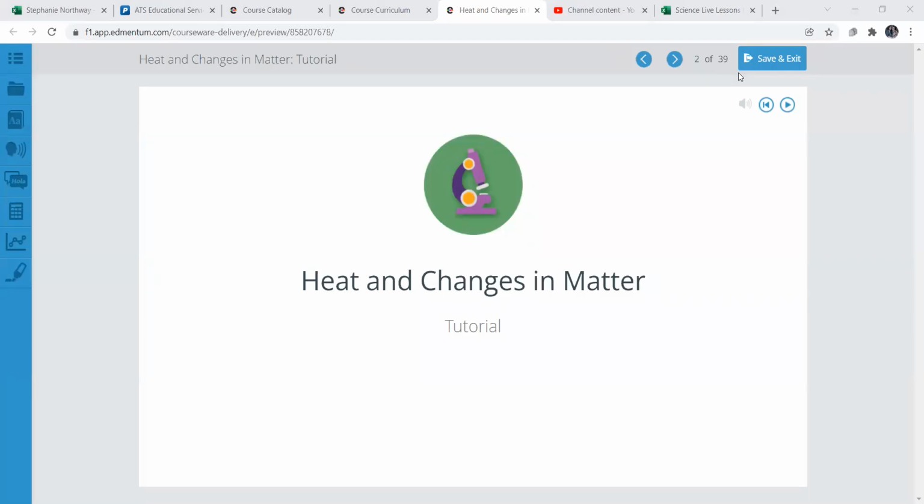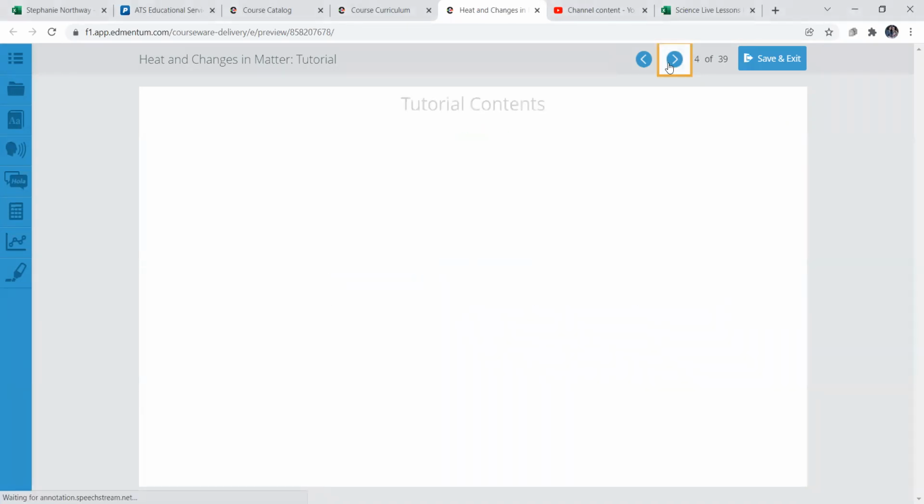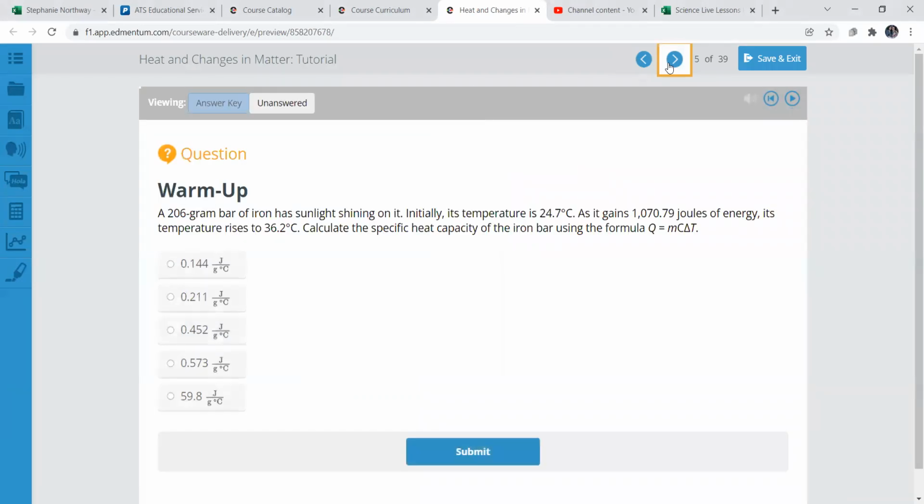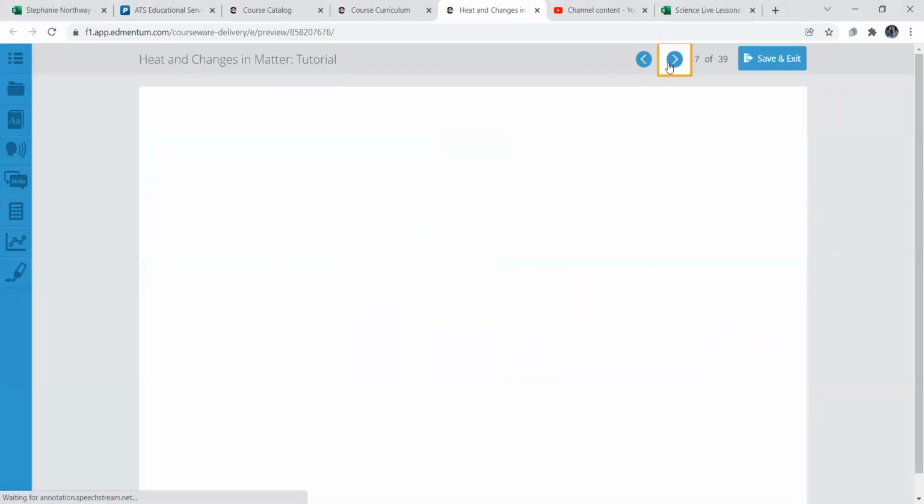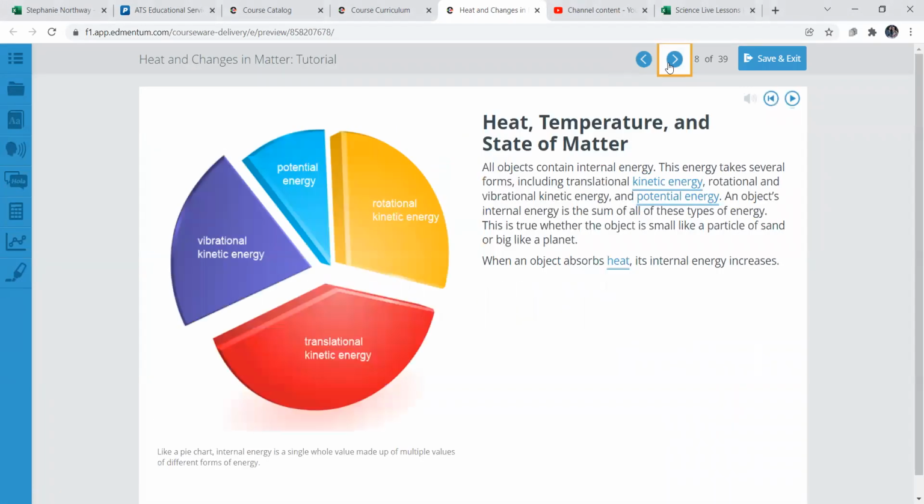All right, changes in matter with heat and changes in matter. So let's talk about this. All right, so let's get into this. Okay, now we have vibrational kinetic energy, potential energy, rotational kinetic energy, translational kinetic energy.